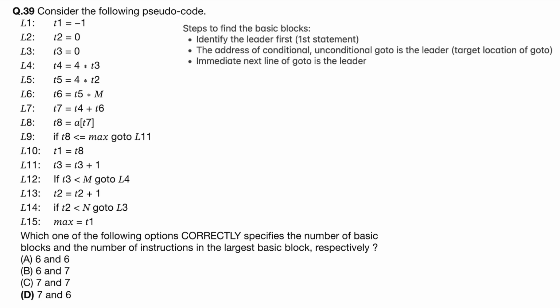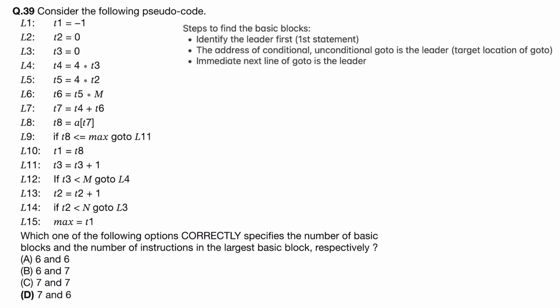Let's see this question 39. Consider the following pseudocode. This pseudocode has been given L1 to L15. Which one of the following options correctly specifies the number of basic blocks and the number of instructions in the largest basic block respectively?